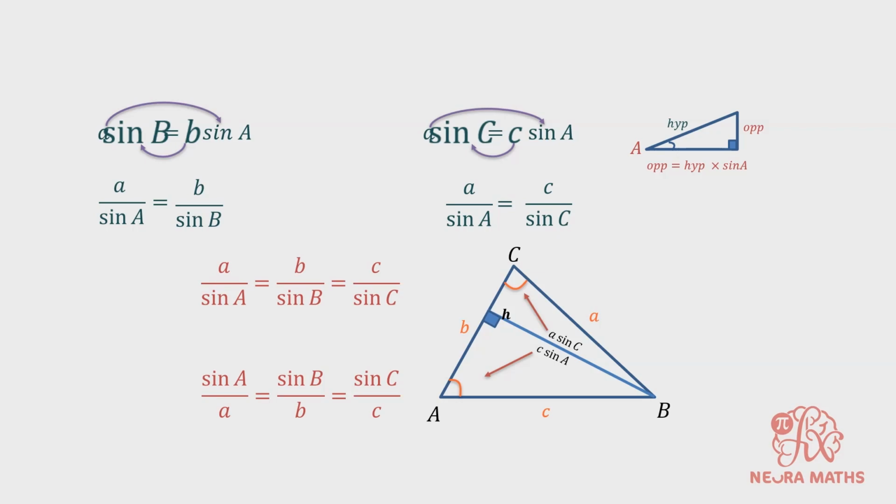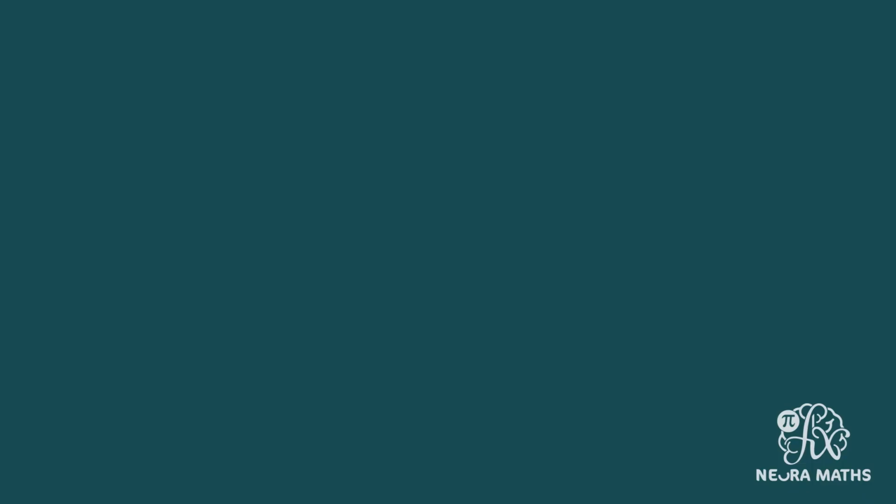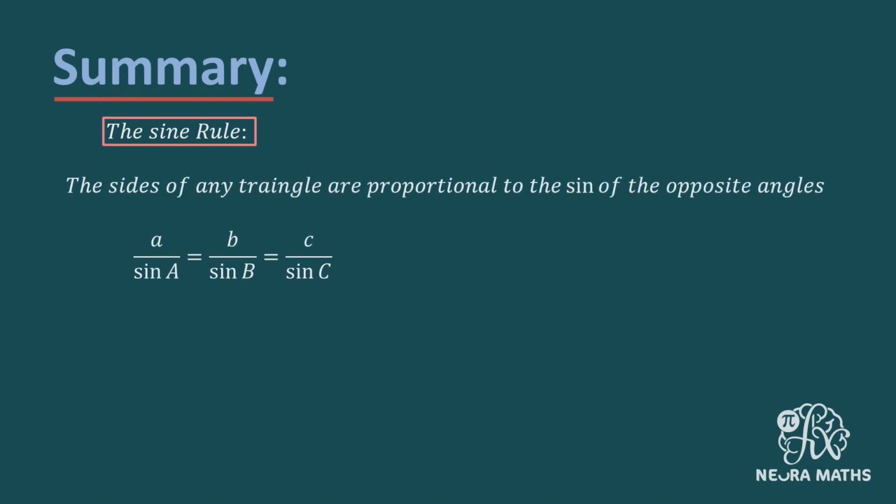From this proportion we can understand that the sides of a triangle are proportional to the sine of their opposite angles. This rule is named after its trig ratio, the sine rule, or the law of sines. To sum up, the sine rule is a rule that relates the sides and angles of a triangle. The rule says that the sides of a triangle are proportional to the sine of the opposite angles.